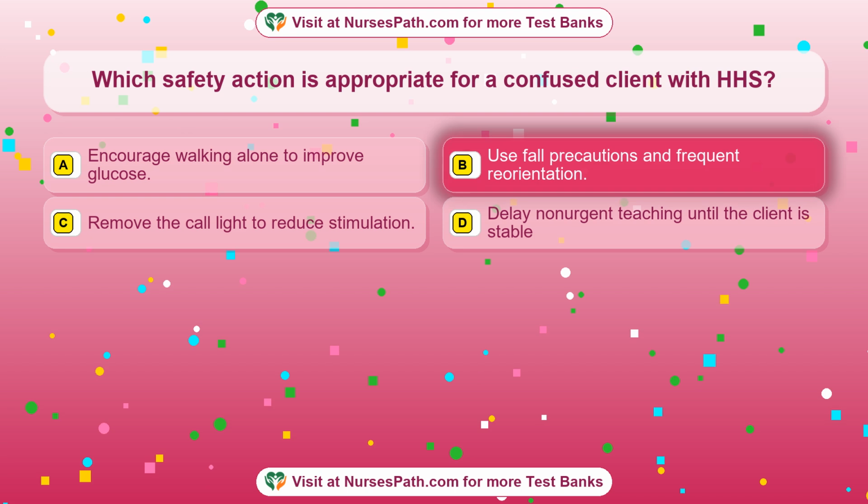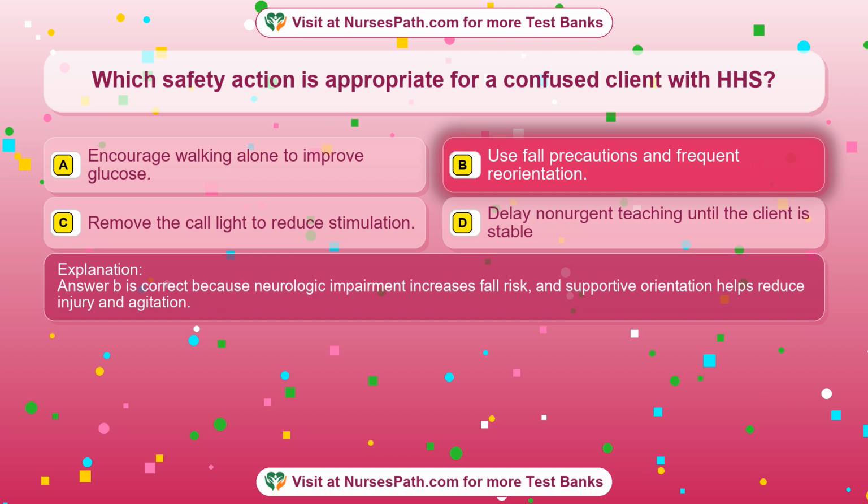The correct answer is option B, use fall precautions and frequent reorientation. Answer B is correct because neurologic impairment increases fall risk, and supportive orientation helps reduce injury and agitation.